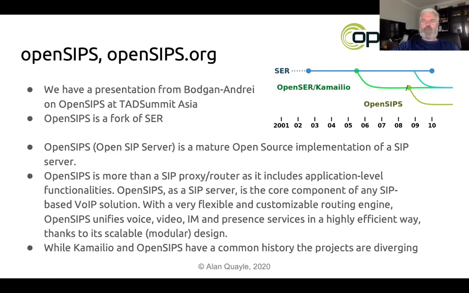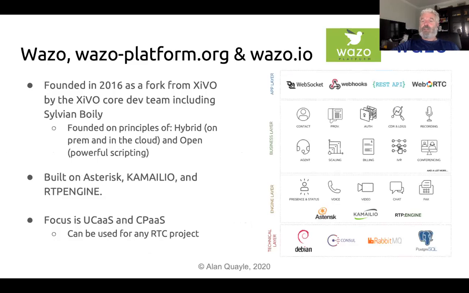Again, very similar functions to Kamailio, but there is some divergence between the projects. But again, this is a great thing. We have two projects that are similar. It gives you some choice there. So when you're using telecom open source telecom software, you're not trapped into a monopoly. That's a great thing.